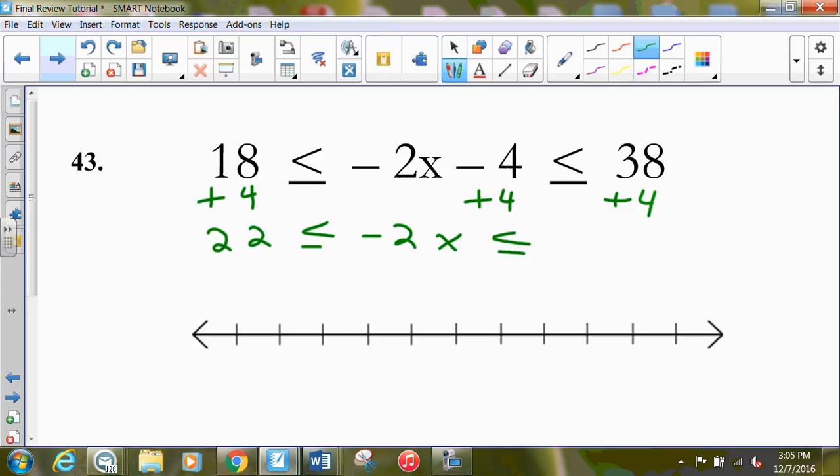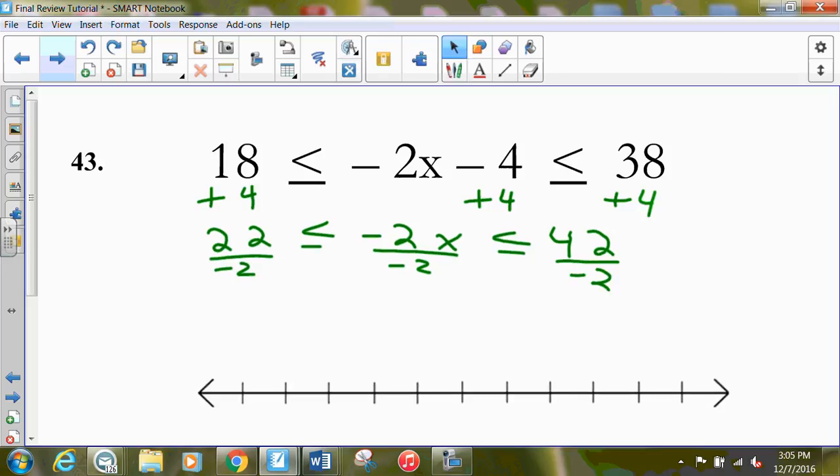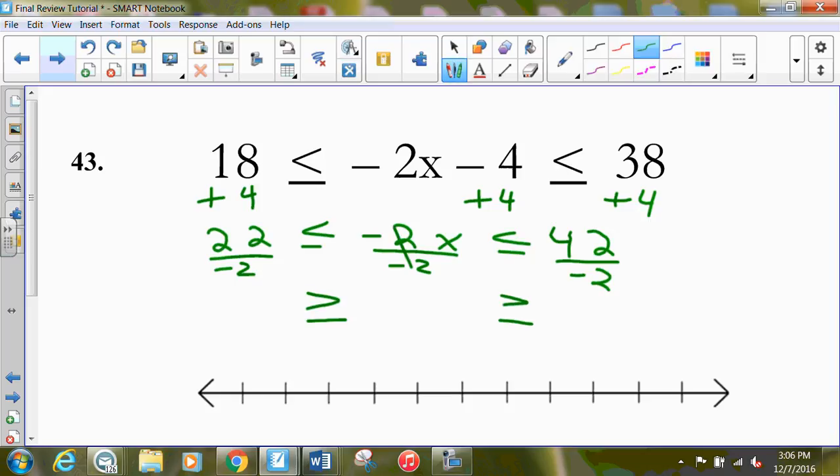And the same thing continues. We're going to get rid of the negative 2 by dividing. Oh, alert, alert, alert. I just divided by a negative. So what happens when we divide by a negative? Our signs, both of them, are going to flip. So we end up with negative 11 and negative 21.